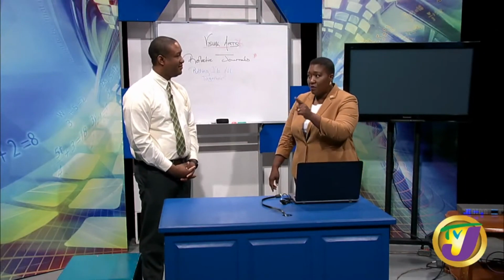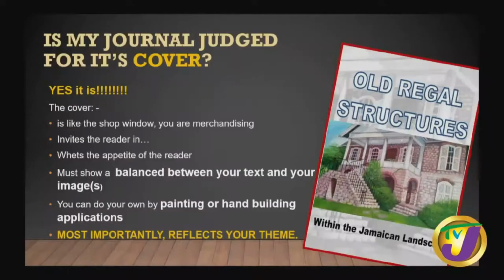All right, so we are at the cover again, from cover to cover. Again, it's like merchandising. What is on the cover invites the reader into the work. The cover must be a balance between text and images. So here again, we have the same example of the old regal structure, and you're seeing the painting of that structure. So you're getting an idea that this child is focusing on drawing or painting buildings and the landscape. Here's another example.